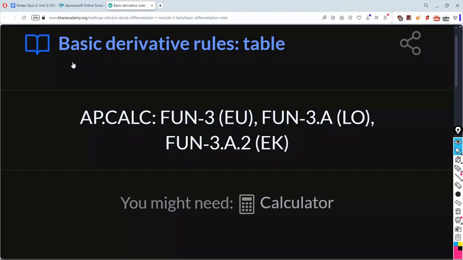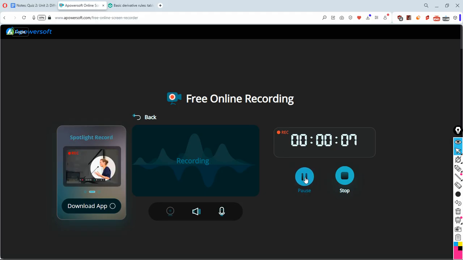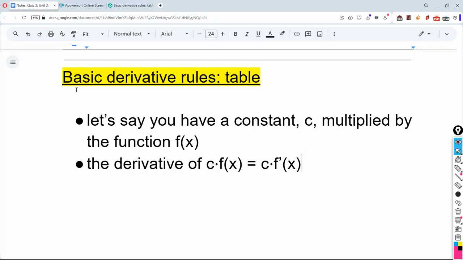This will be for the Khan Academy exercise, basic derivative rules table. All right, some brief notes. Let's say you have a constant c multiplied by the function f of x. The derivative of c times f of x is just going to equal c times f prime of x. So if you want to find the derivative of this, you just keep the constant number c and take the derivative of the function and then multiply that function times that same constant. So you'll see what I mean in the write-up, in the exercise.